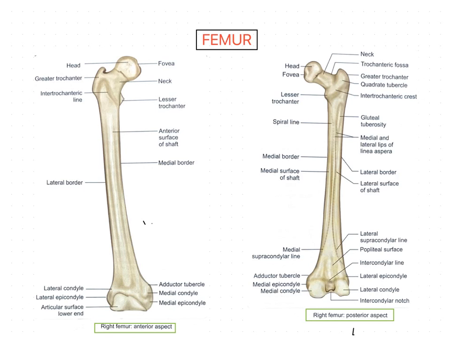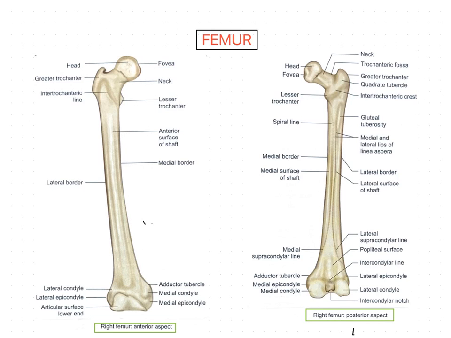Now we will discuss the features. The bone is already divided into upper end, lower end and shaft. Now we will discuss the upper end. The upper end possesses the head, neck, greater trochanter and lesser trochanter. These are the parts related to the upper end of the femur.